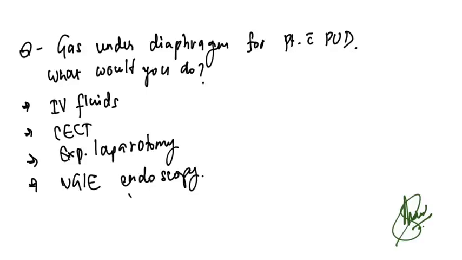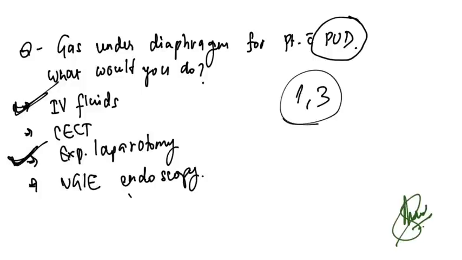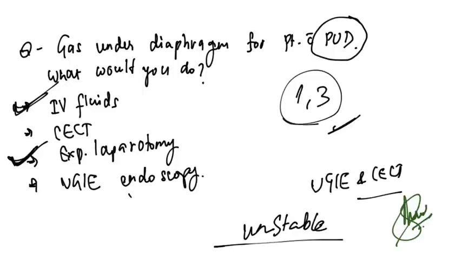Now, gas under diaphragm in a patient with peptic ulcer disease, what would you do? There are multiple options. So IV fluid, yes, we have to resuscitate the patient. We can't wait for CECT. If the patient is stable, laparotomy will be the option. So 1 and 3 will be the answer. We will not wait for upper GI endoscopy and CECT, because if it is gas under diaphragm, the patient is already unstable, and if we delay, we can lose the patient.